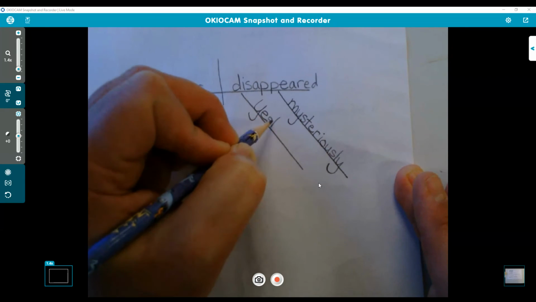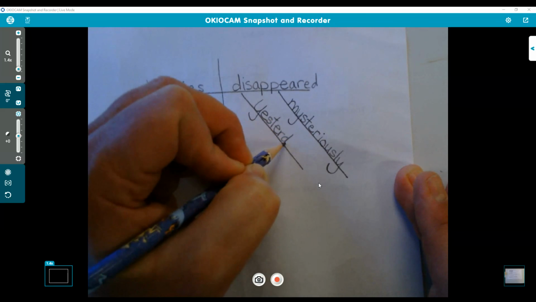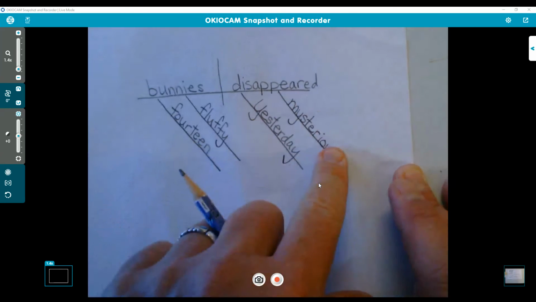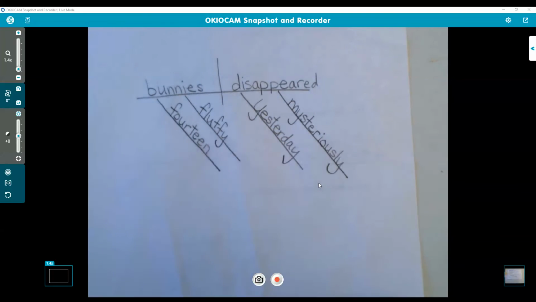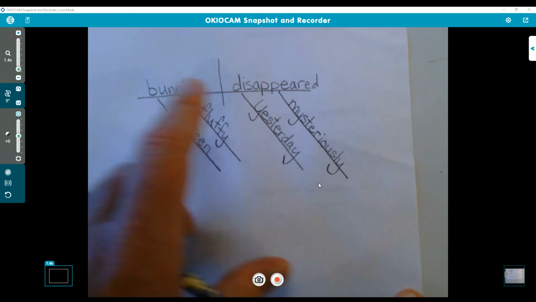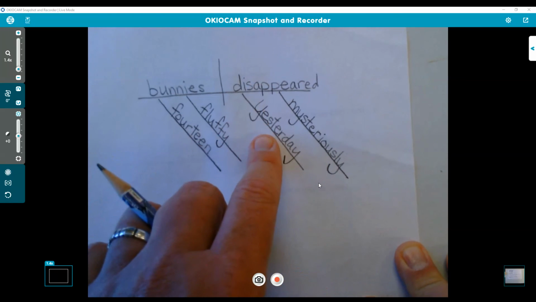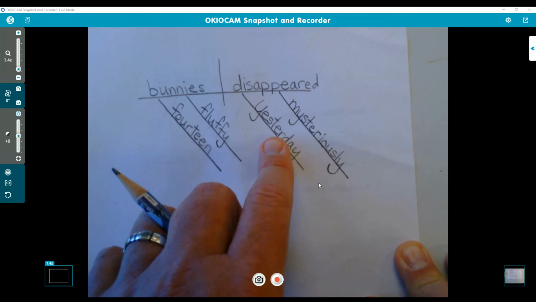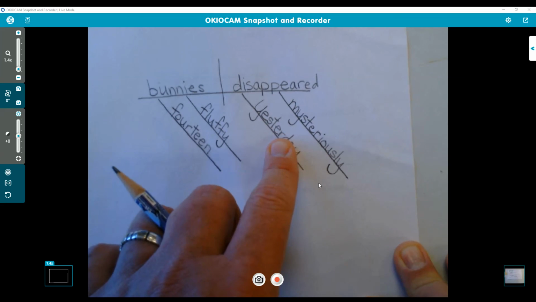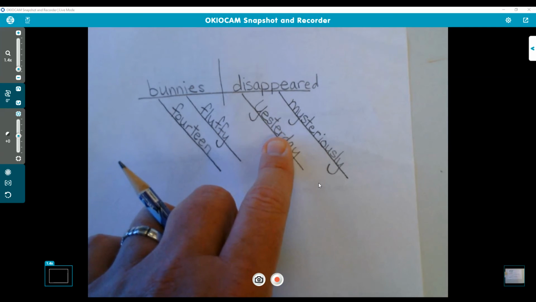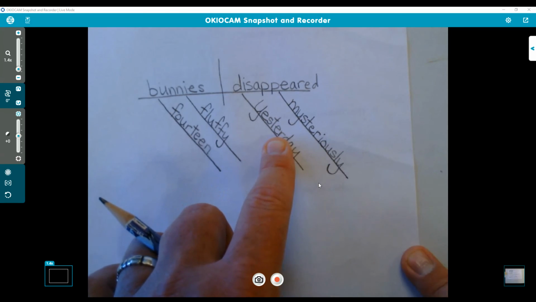Disappeared when? Yesterday. Remember, how, when, and where are adverb questions. So disappeared when? Yesterday. If you put it under bunnies, right, then it sounds like they were bunnies yesterday. They're always bunnies. Disappeared when? Yesterday. If you need to erase that and make that change, it's okay. That was the trickiest word probably in this diagram.